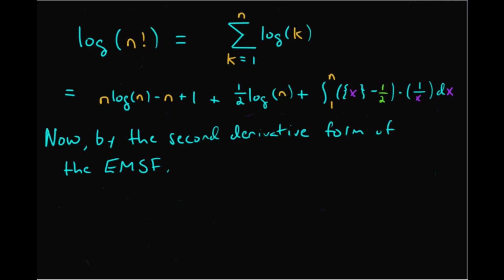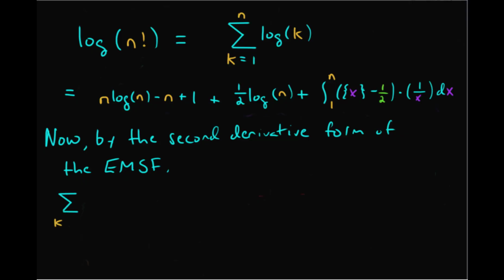But separate to even evaluating this integral, I would like to try to answer the question of whether the improper integral, as n approaches infinity, even converges. And to do that, I want to look at a slightly more sophisticated version of the Euler-Maclaurin summation formula, which is the second derivative form. And the second derivative form of the EMSF is a lot like the first derivative form.